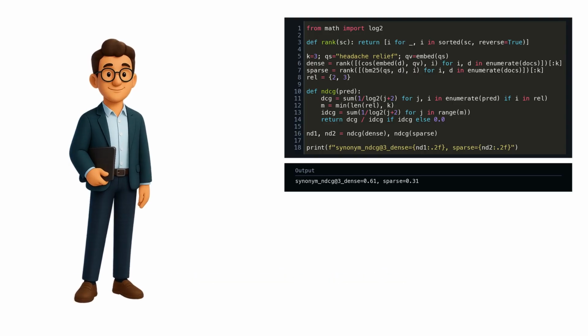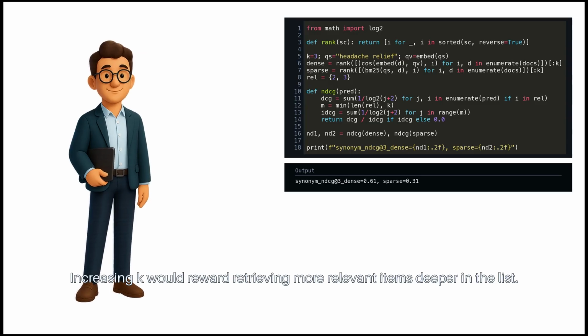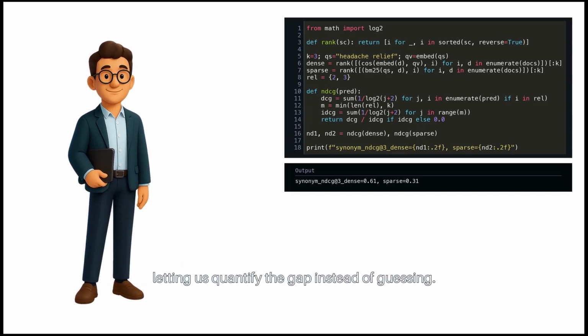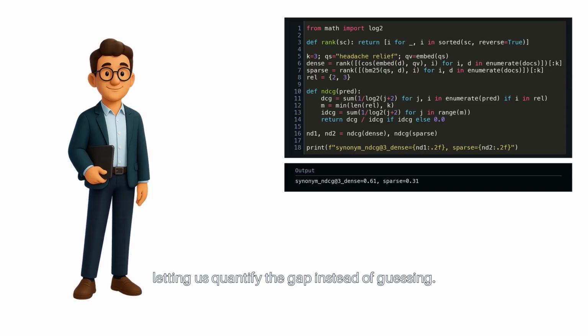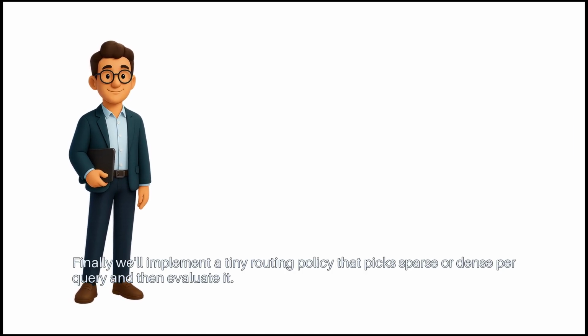Increasing k would reward retrieving more relevant items deeper in the list. The printed dense and sparse NDCG values directly show which retriever handles synonyms better on this slice, letting us quantify the gap instead of guessing. Finally, we'll implement a tiny routing policy that picks sparse or dense per query and then evaluate it.